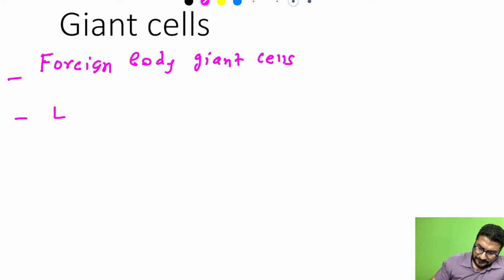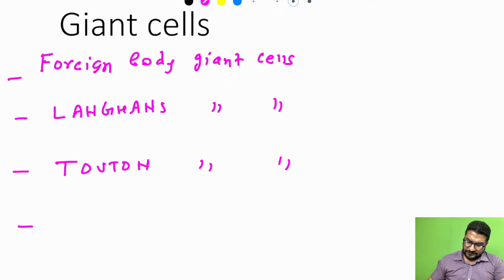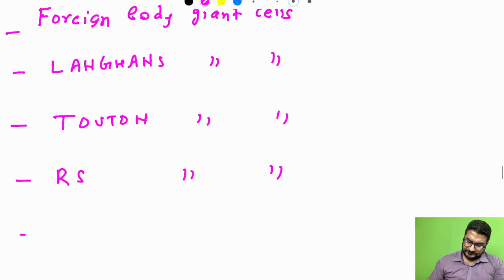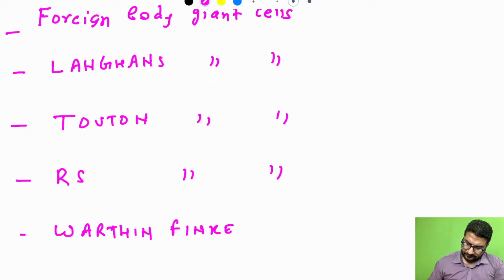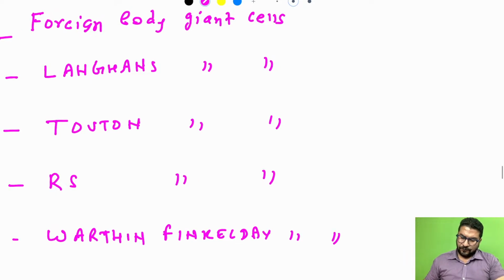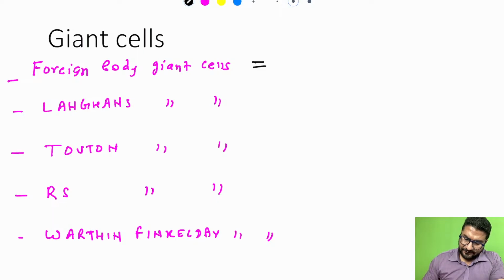Second type of giant cell is called Langerhans giant cells. Third type is called Touton giant cells. Fourth is called your Reed-Sternberg giant cells. Then we have Warthin-Finkeldey giant cells. So foreign body giant cells you will see whenever we have some foreign body.